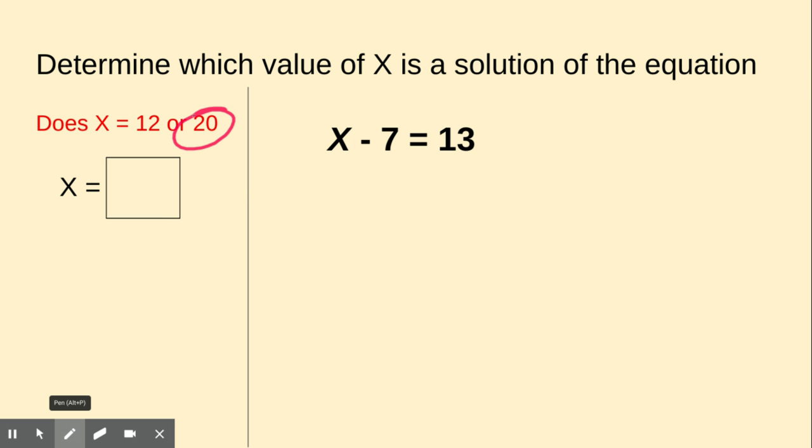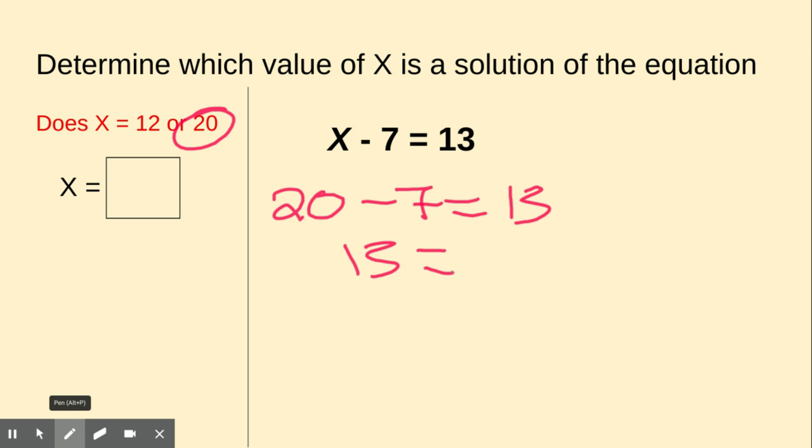So we're going to plug in 20 for x. So 20 minus 7 equals 13. 20 minus 7 is 13. And both sides of the equal sign are the same, 13 and 13. So we know x would equal 20.